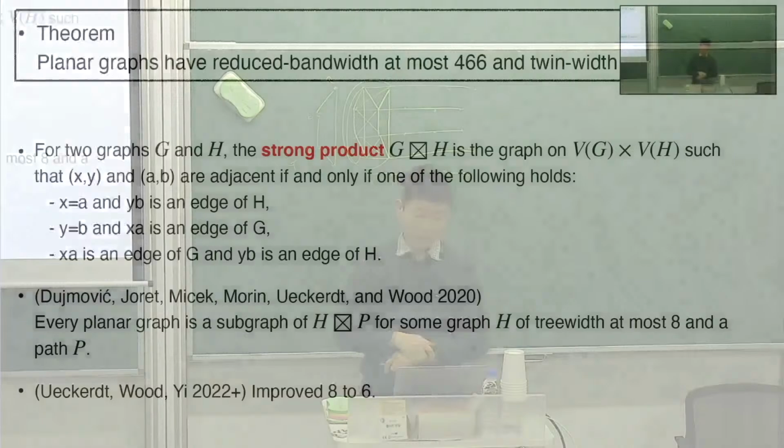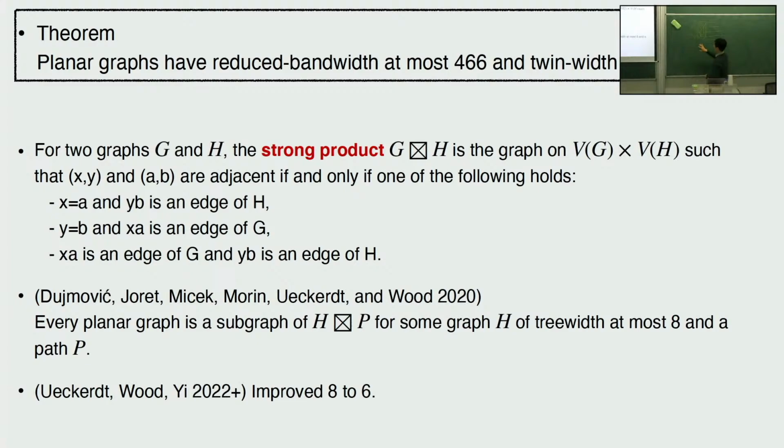And what they show is that every planar graph is a subgraph of the strong product of a graph of treewidth at most 8 and some path. And recently, Ueckerdt, Wood and Yi improved that actually treewidth at most 6 is sufficient.